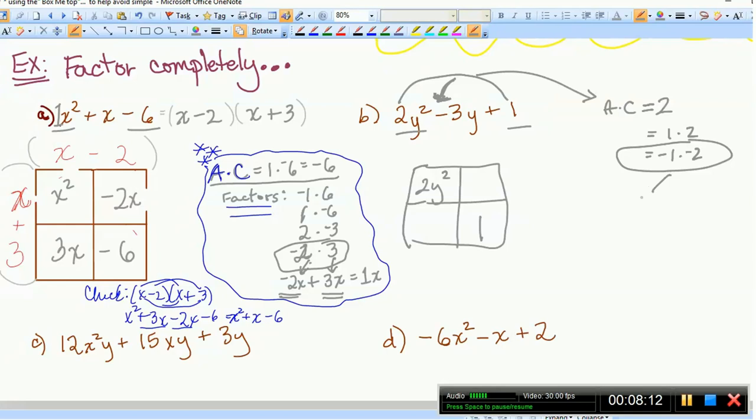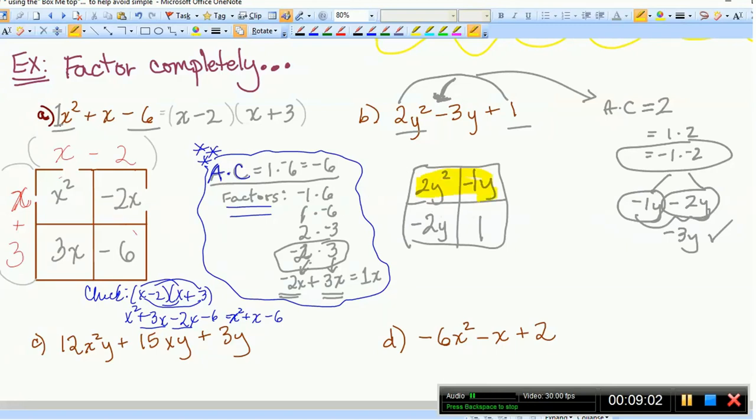So note that in the center term of FOIL, if I had a negative 1y minus 2y, these two would combine to give me negative 3y. So that's what I need to put in those other boxes. I need a minus y and a minus 2y. Remember, minus y is minus 1y, so you could put the 1 if it helps. Please do put it if you need it. Now we're going to find the GCF of the rows and the columns.